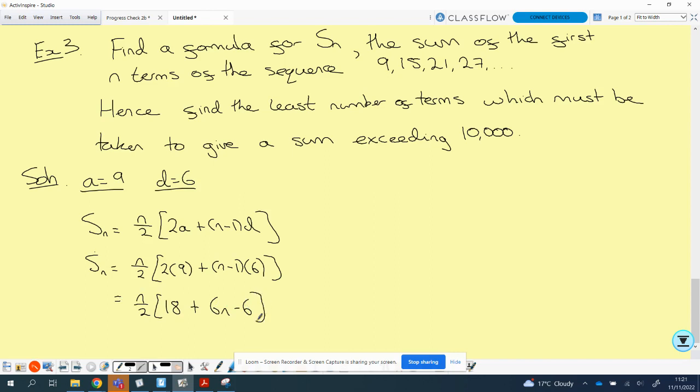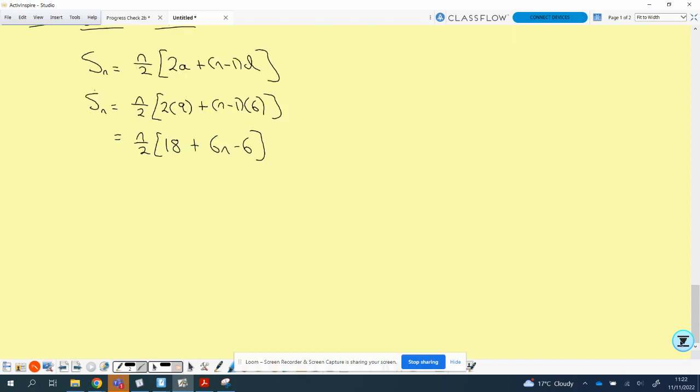And then n over 2, that's going to be 6n plus 12. So I've managed to tidy up what's inside my brackets a fair bit. Good thing is, I can divide everything by 2, that's what that half at the front's doing, just times everything by n, so that's going to give me 3n squared plus 6n. So that's my formula for the sum.